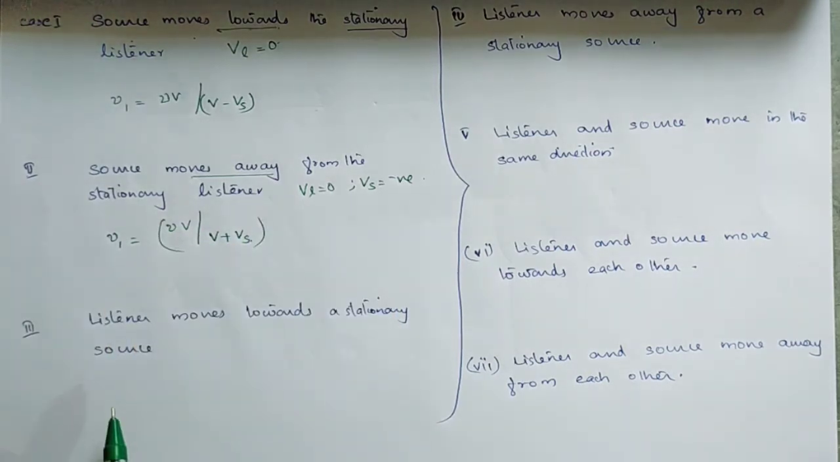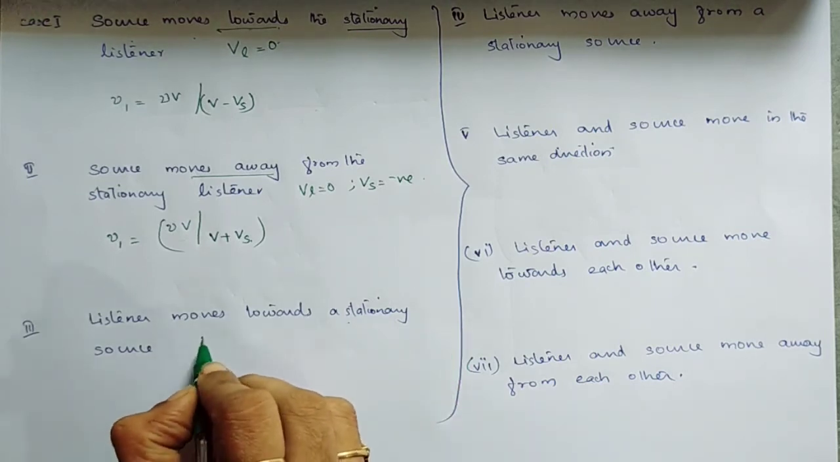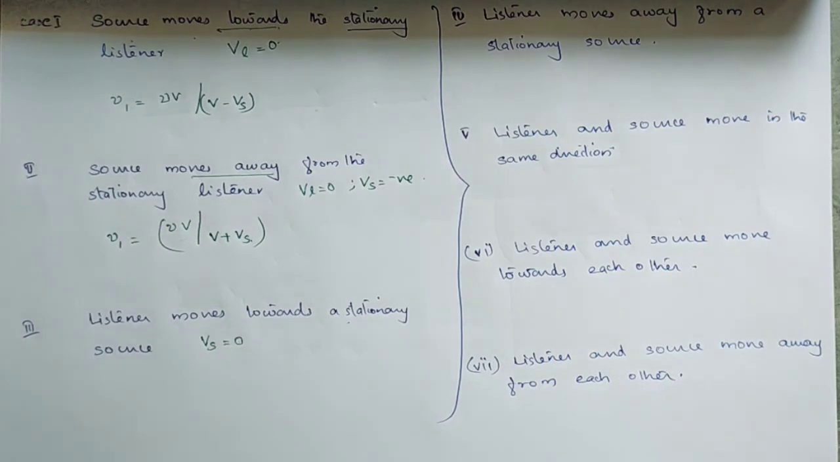Okay, now the third case. The listener moves towards a stationary source. Who is stationary here? Source. So obviously Vs is equal to 0. Listener moves towards.